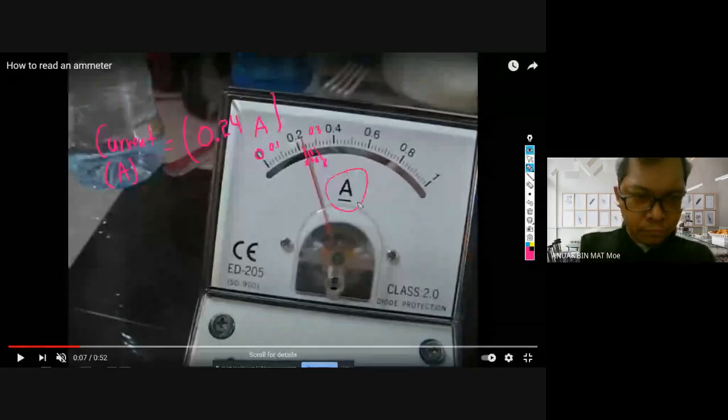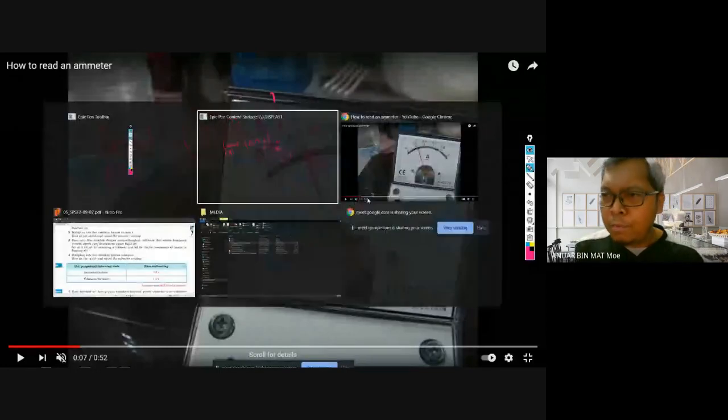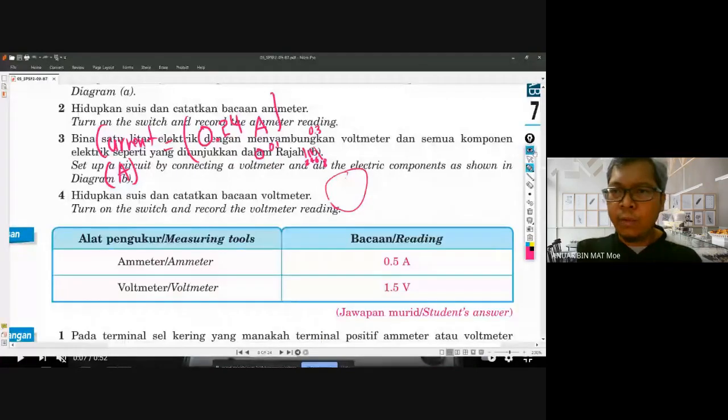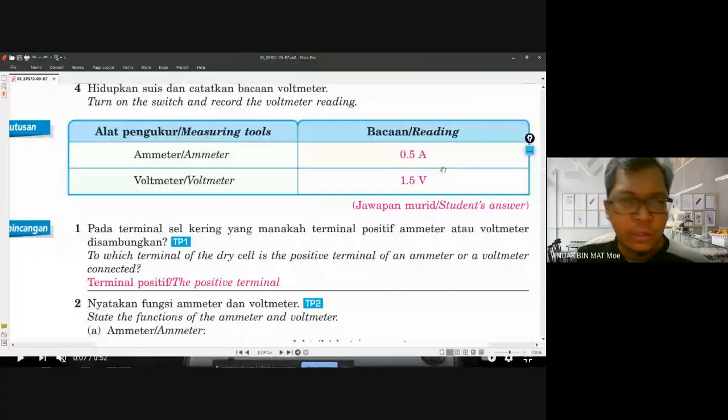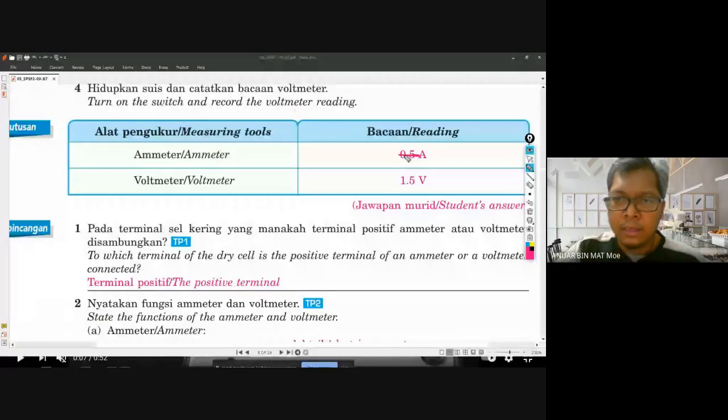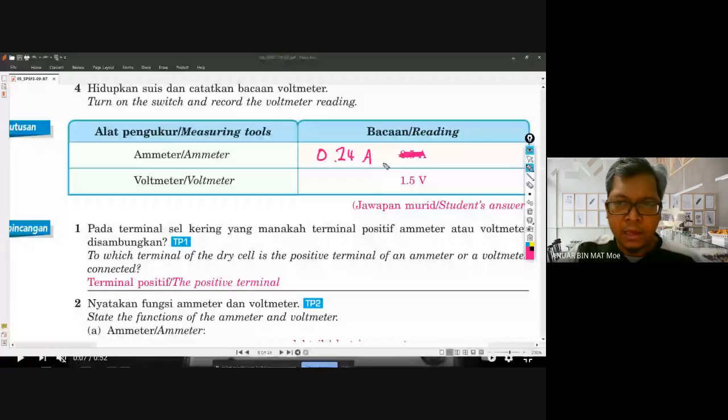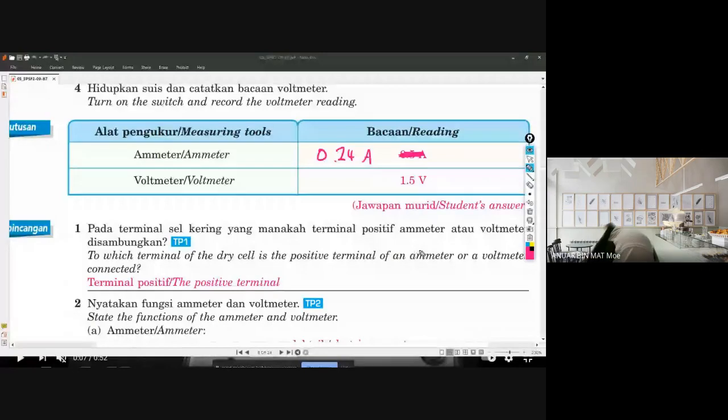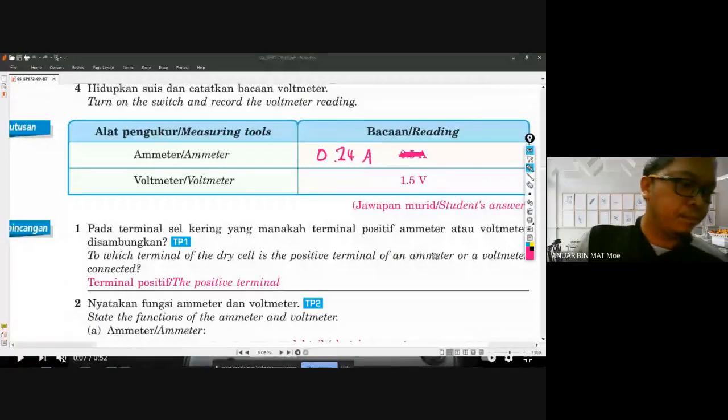So what I need you to do, open your textbook, open your workbook, page 81, and then for ammeter reading here, you just write here 0.2. Okay, not 0.5. According to the answer from my workbook, 0.5. But I need you to do some correction over here. You just write here 0.24 ampere, according to the picture I already showed you just now. Is it okay? Just write 0.24.